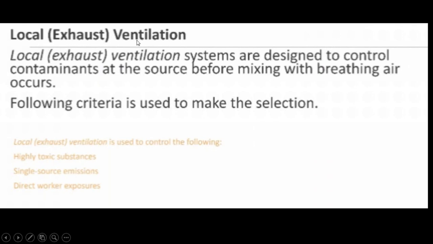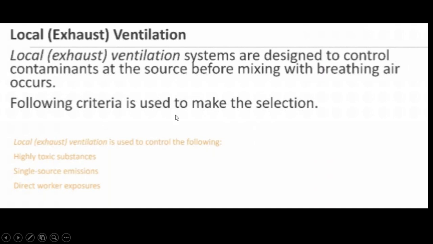Third type is local exhaust ventilation. Local exhaust ventilation actually captures the contaminant, so it captures the dust or gas from the point of generation. It prevents the contamination from spreading in the room. It prevents the contaminants from spreading into the breathing zone.